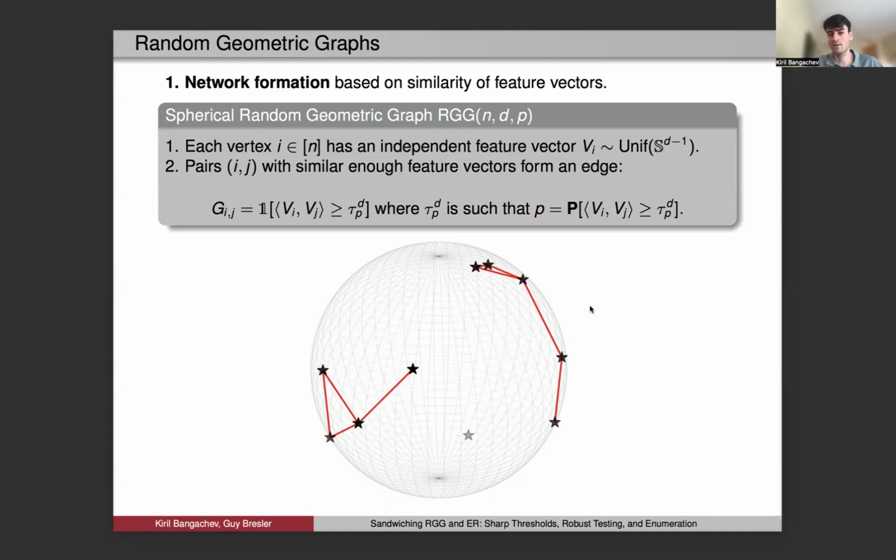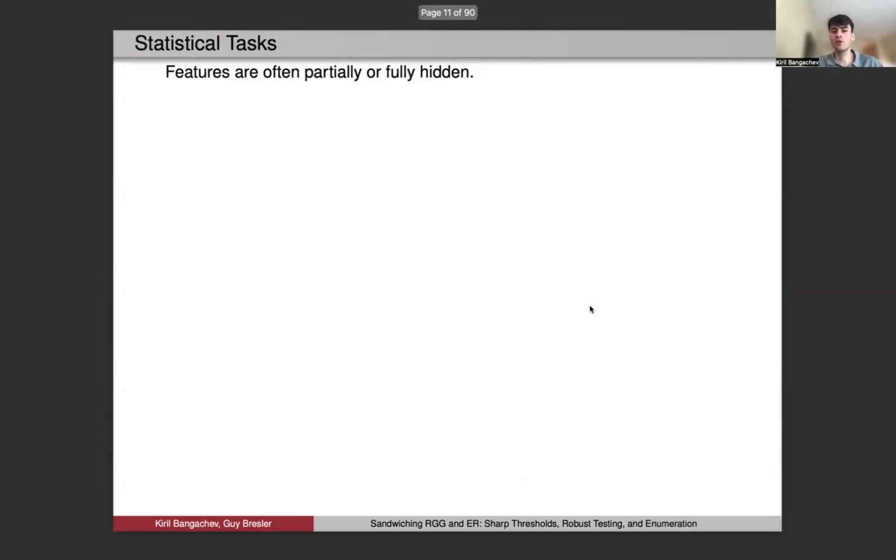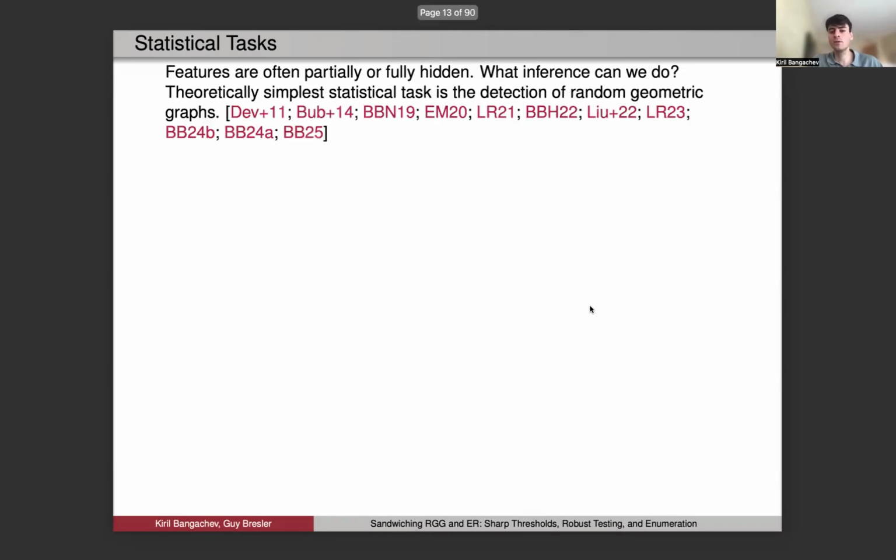In practice, oftentimes the feature vectors are fully or partially hidden. This could be due to privacy considerations or simply because of lack of measurement. This gives rise to a lot of interesting theoretical tasks. In particular, one may ask, what inference can we do? To answer these questions, the most fundamental question one can ask, which is also a prerequisite for all other statistical tasks, is whether we can even detect the presence of a random geometric graph structure in a graph.